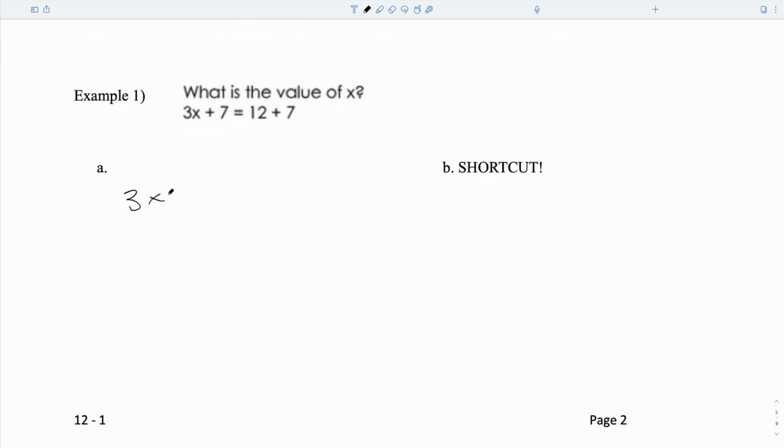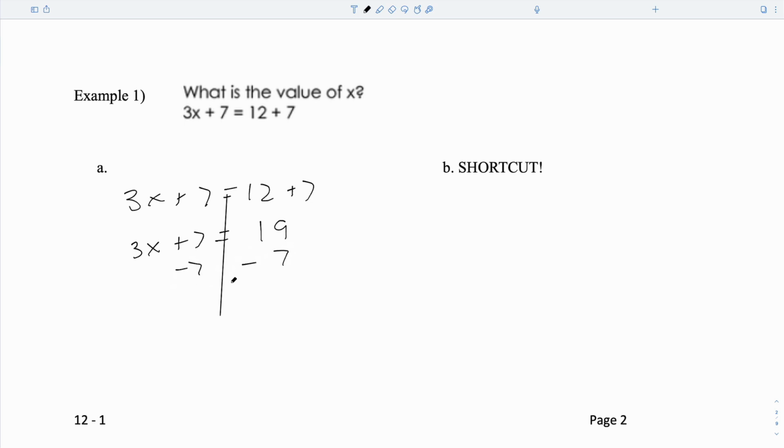3x plus 7 equals 12 plus 7. So far, I'm going to give you guys one that's not a shortcut. You guys can do this in 10 seconds, but I don't want you to use the shortcut on this one because we're going to show you that you can do it the way you've been practicing. It's just a little longer.